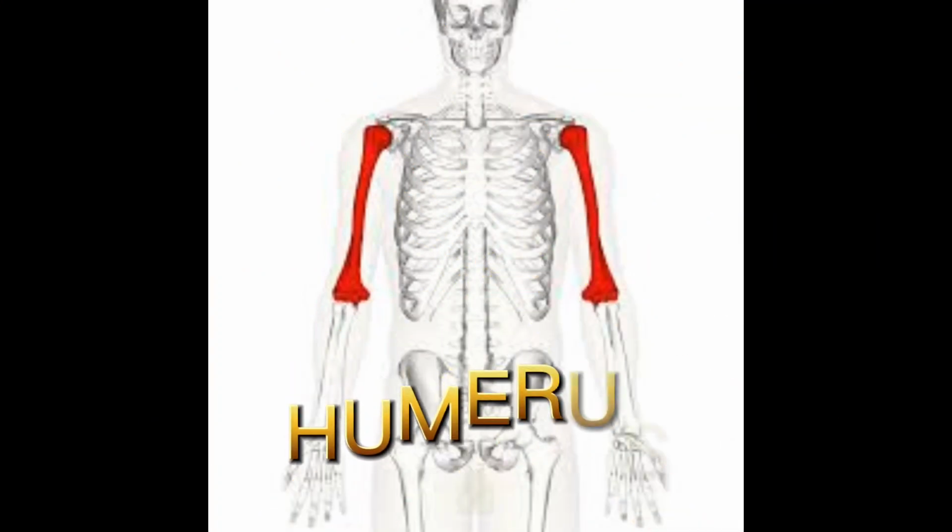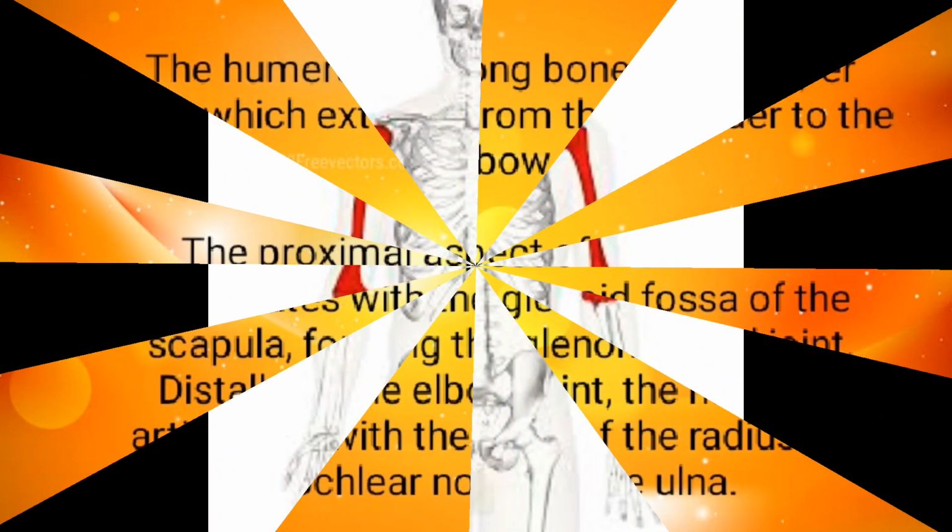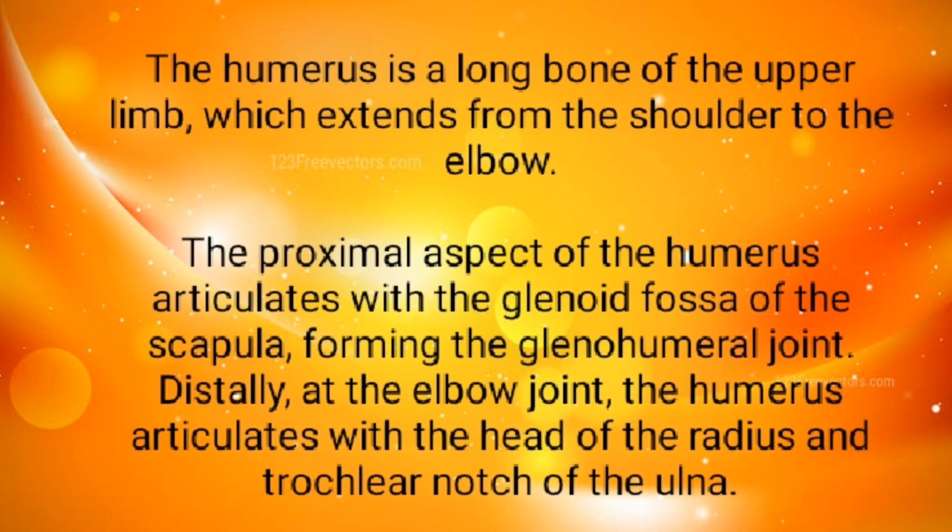The third one is the humerus. The humerus is a long bone of the upper limb which extends from the shoulder to the elbow. The proximal aspect of the humerus articulates with the glenoid fossa of the scapula, forming the glenohumeral joint. Distally, at the elbow joint, the humerus articulates with the head of the radius and trochlear notch of the ulna.